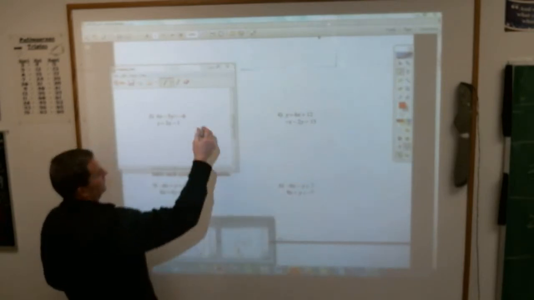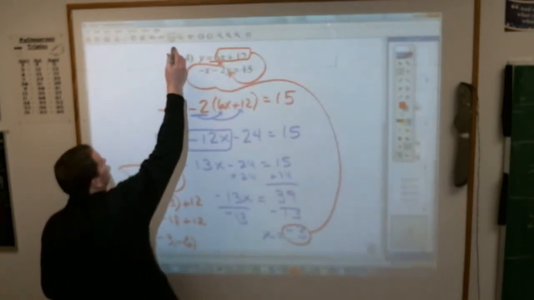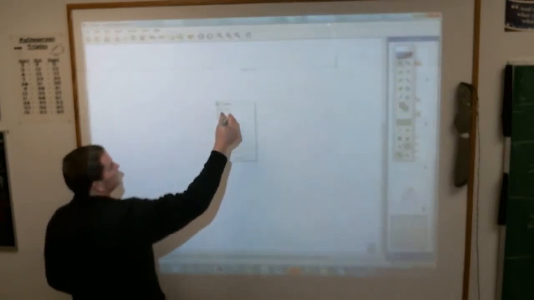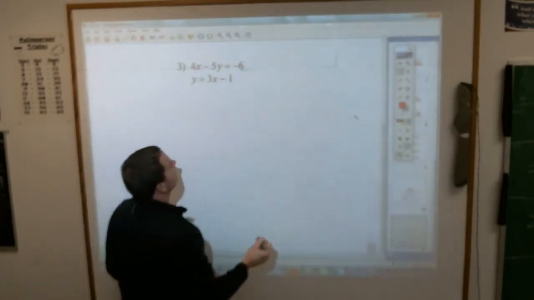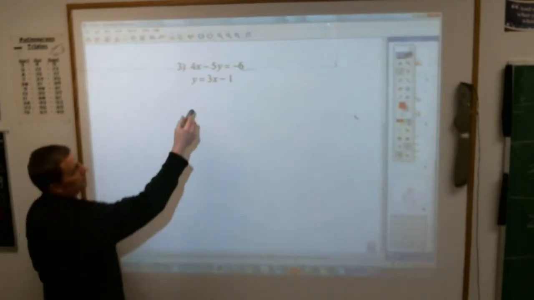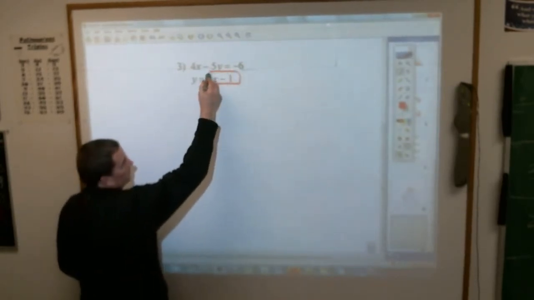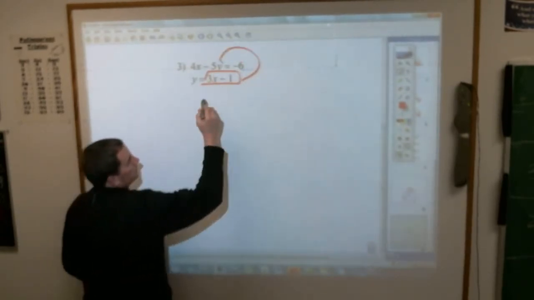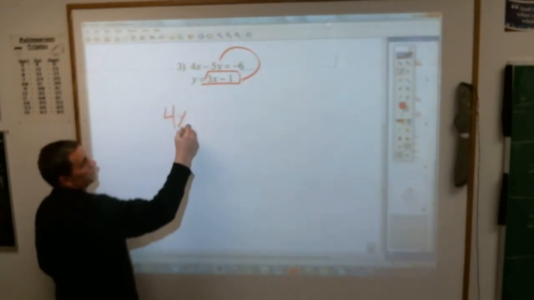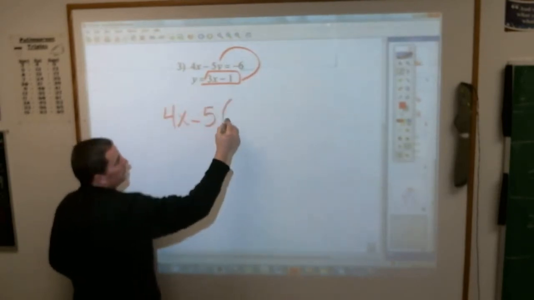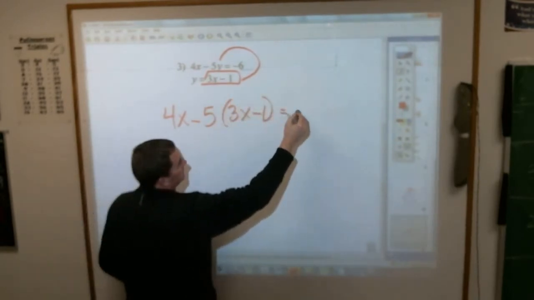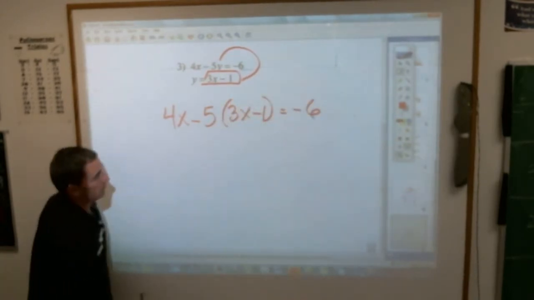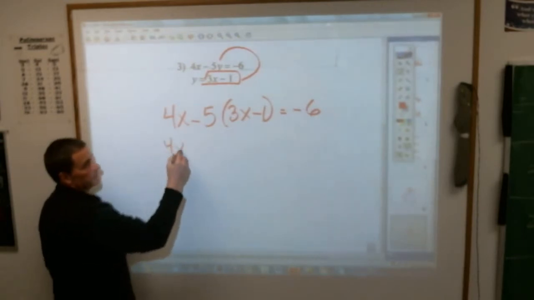Well, unfortunately, everybody makes different mistakes on different problems. But I'll do 3 here real quick, because it's always good to. So Grace, this one again, it's already solved for y, correct? Did you put that in for y? Yeah. So you ended up with 4x minus 5 times what y is, equals a negative 6. What did you get when you multiplied through by the 5x?